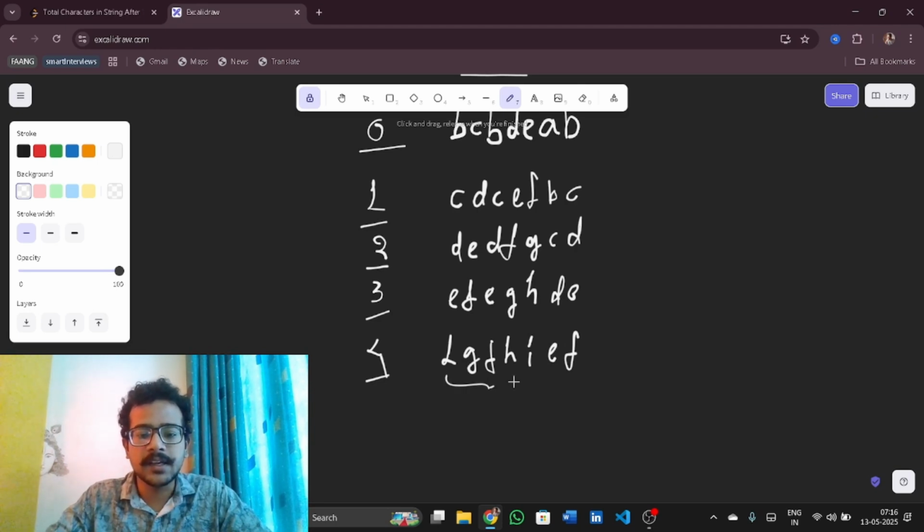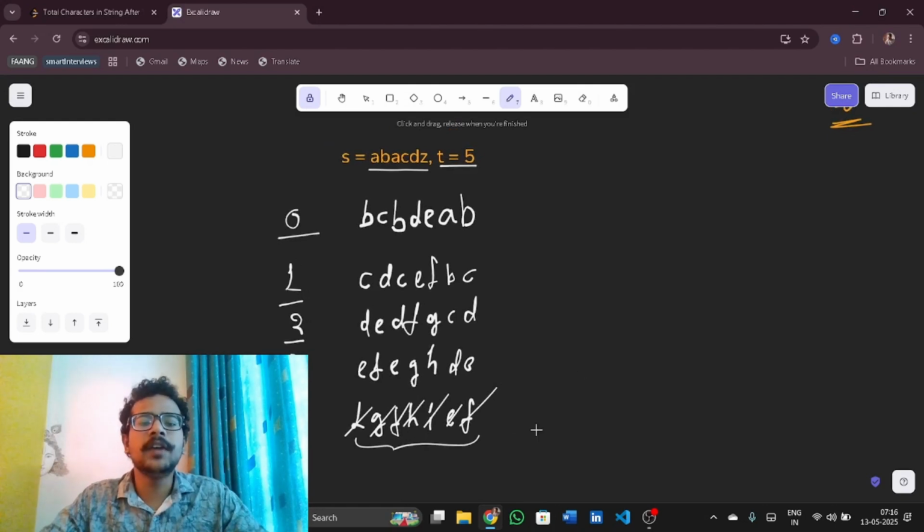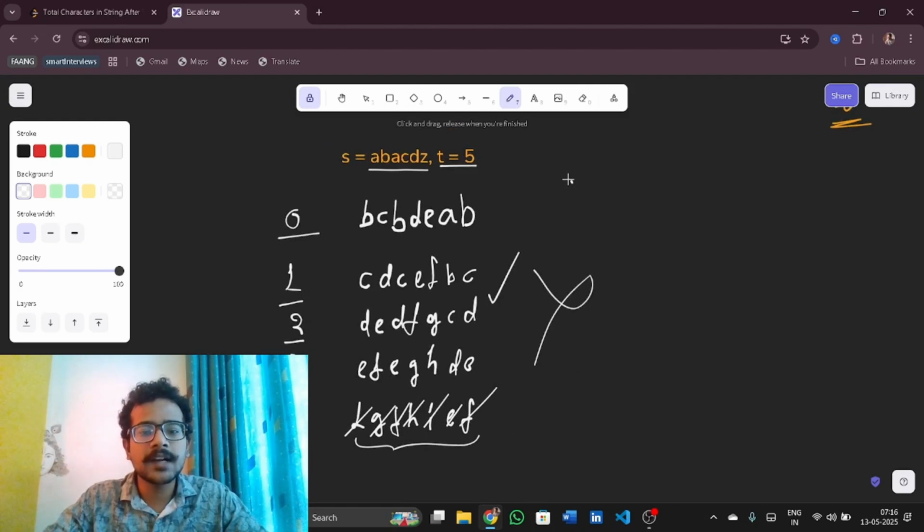string size is 1, 2, 3, 4, 5, 6, 7. But we are not asked for the string. Instead, we are asked for the size of the string.